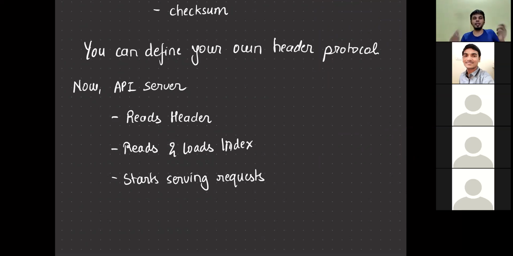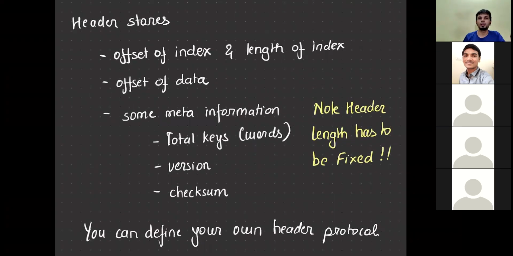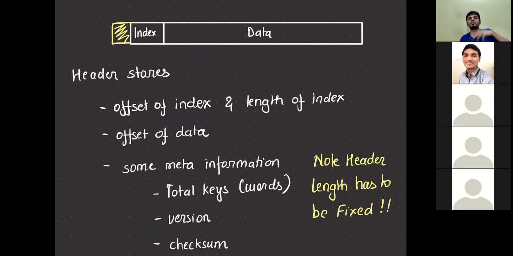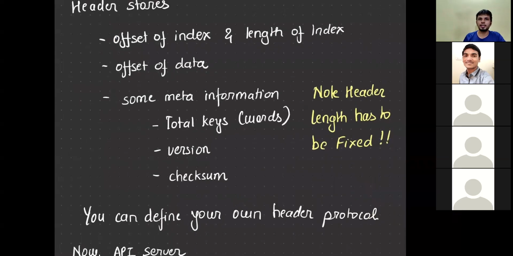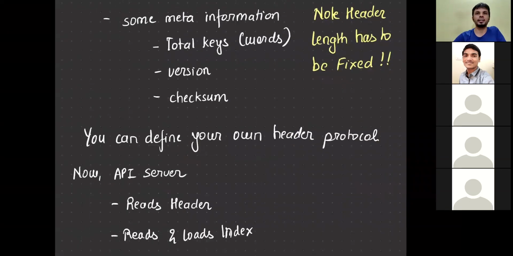Okay, so when we're defining our own storage engine, we have to define our own header protocol. So what kind of information would we want in a header? It is up to us to decide. Any questions around this design?